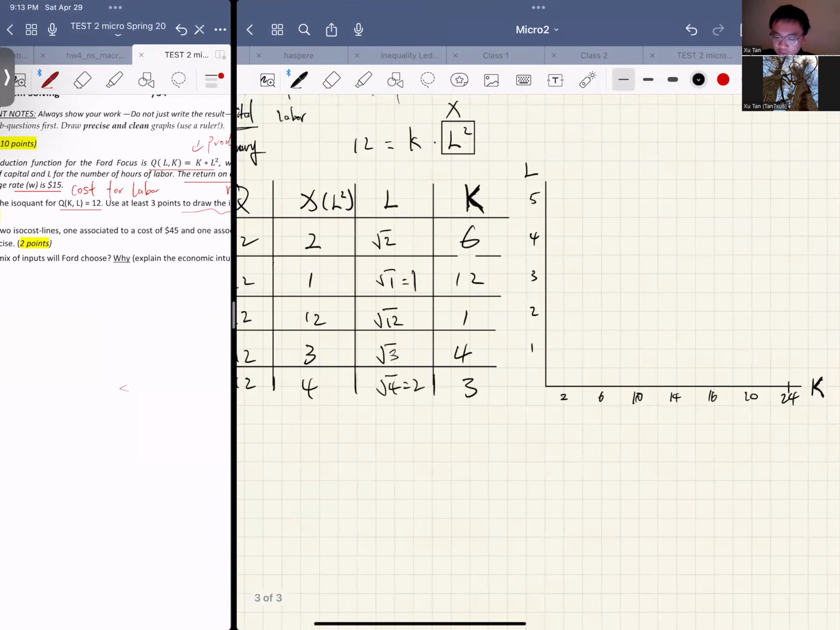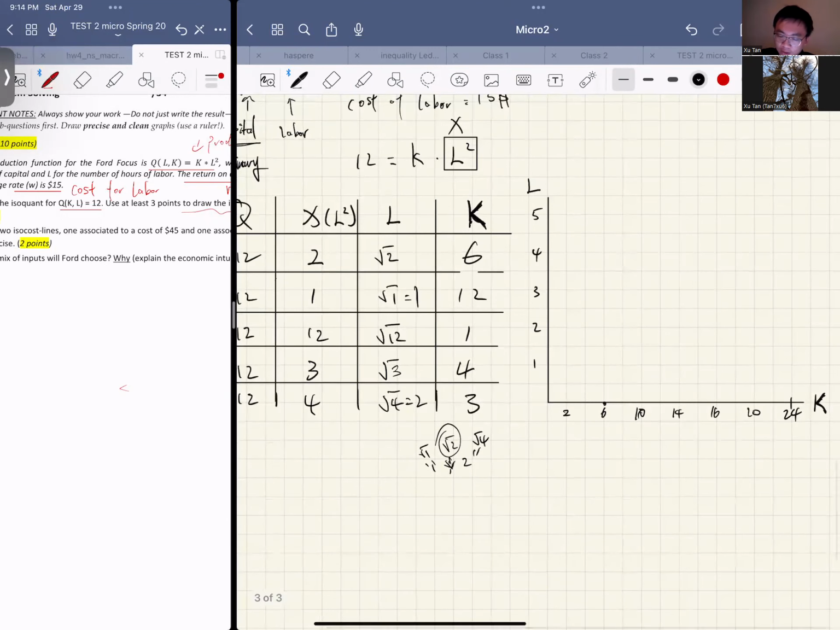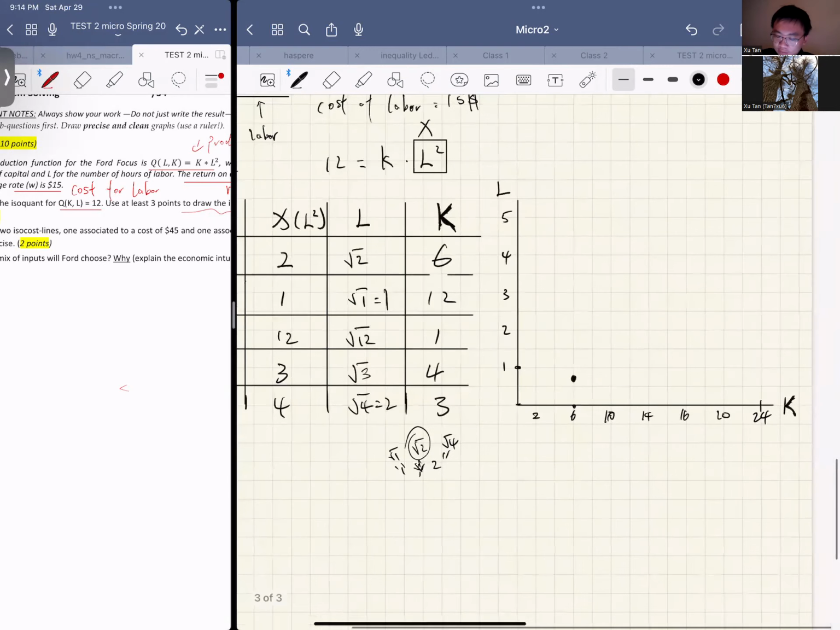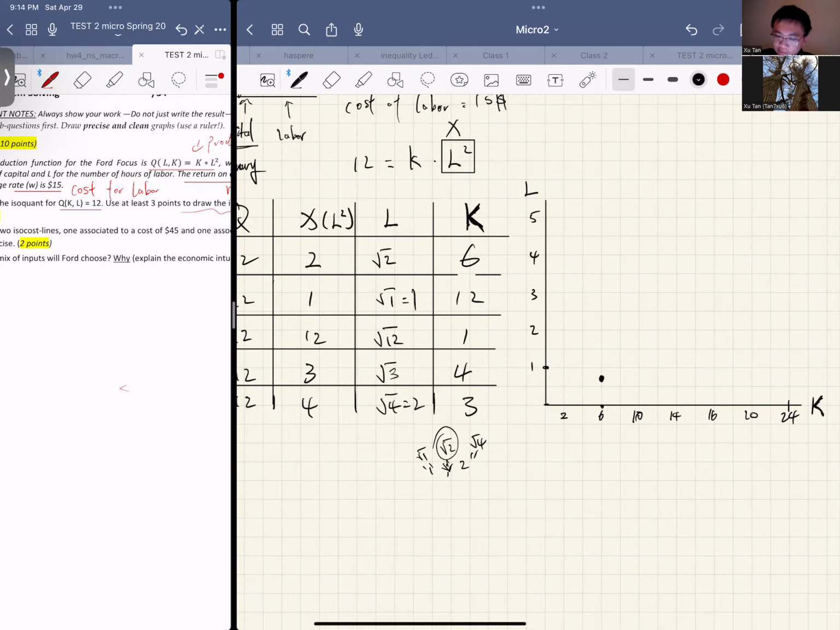So first dot, it's 6 and square root of 2. So 6 for capital and square root of 2. So what does square root of 2 equal to? Square root of 2 is between 1 and 2. Okay. So square root of 4 equals 2. Square root of 1 equals 1. So we know that square root of 2 must lie in between 1 and 2. So it's somewhere, I would say somewhere here. All right. In the exam, use calculator and it should work. Okay. So 1, 12. 12 capital, 1 labor.